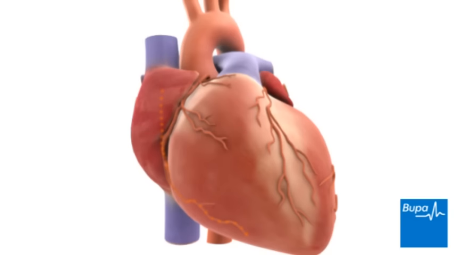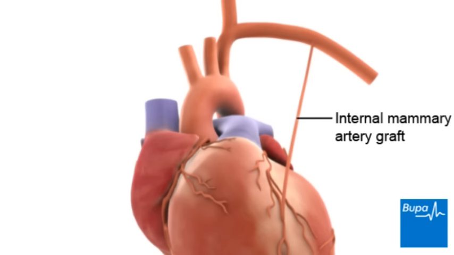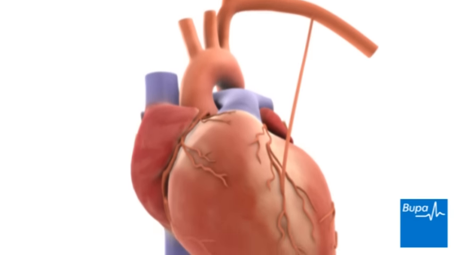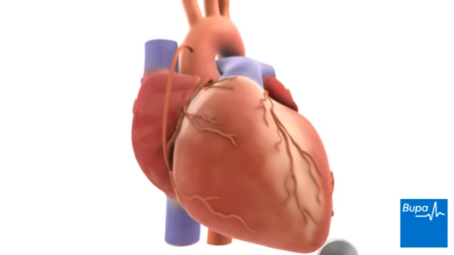Sometimes a graft is also created from the internal mammary artery, which is diverted from behind the sternum or chest bone. After the graft is attached, the heart is restarted with controlled electrical shocks and the sternum is rejoined using wires. The skin on the chest is closed with dissolvable stitches.